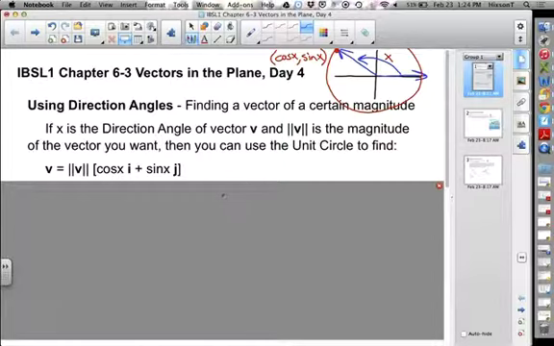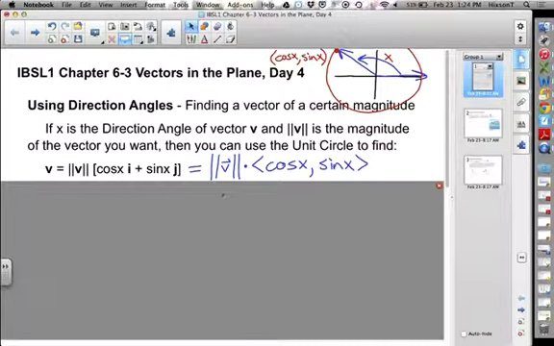Our vector v is the magnitude of v that we were asked for, times the vector with those components. Now, notice this is in the unit vector form with the i and j. It could also be written as just cosine of x, sine of x. Obviously you don't have to use x for your angle. I think your book uses theta, but I couldn't type the theta, so I used x.